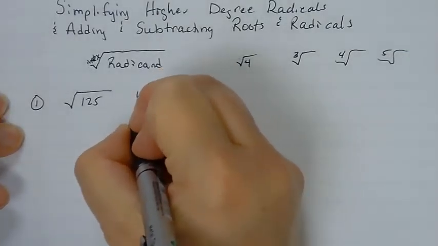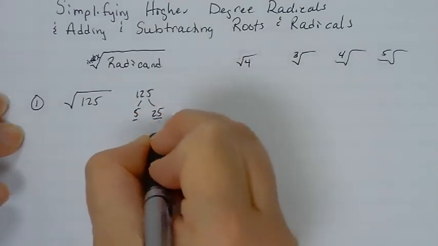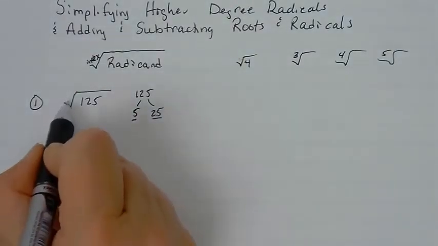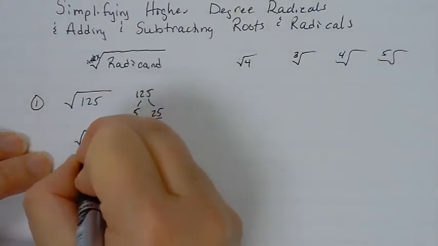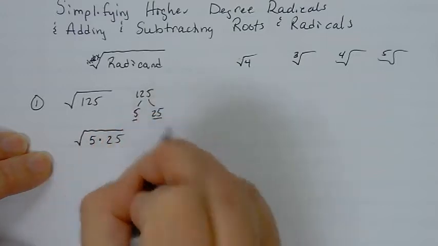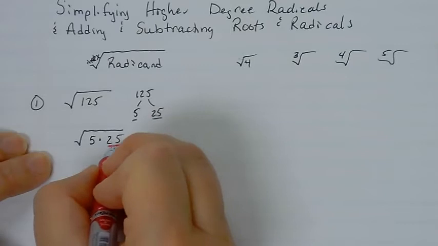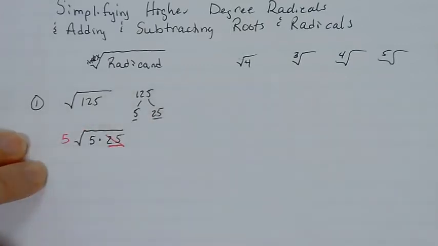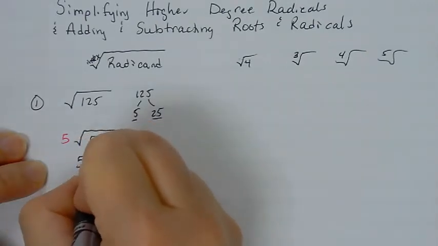125 would break up to 5 times 25. And I'm going to keep both of these numbers because 5 is a prime number and 25 is a perfect square. And since this is a square root, a perfect square is a good thing to have. So I have the square root of 5 times 25. And I know that the square root of 25 is 5, so I'm going to cross it off and put a 5 on the outside. So my answer would be 5 square root 5.